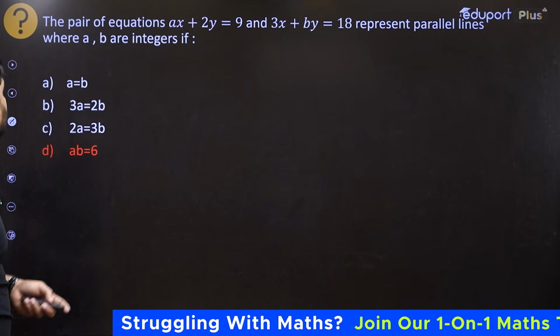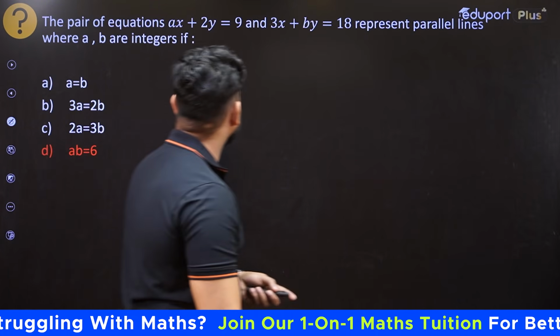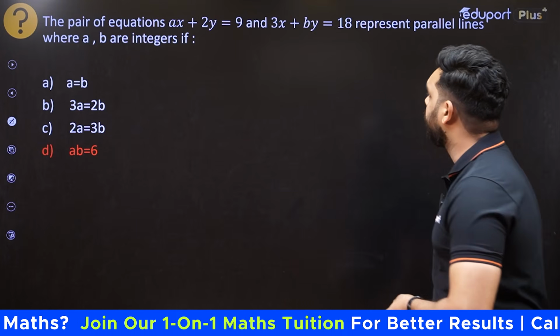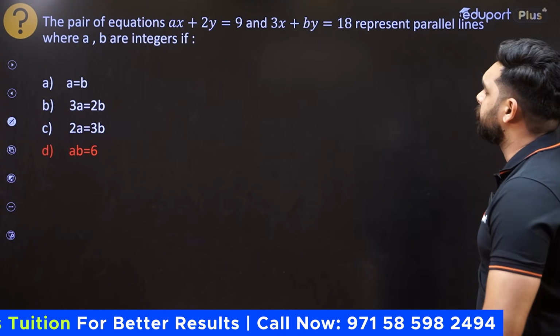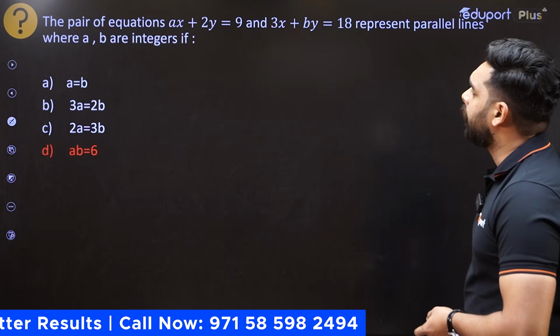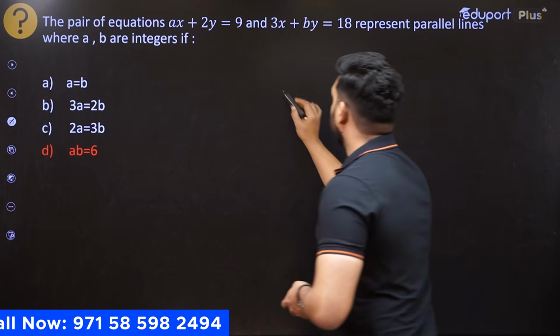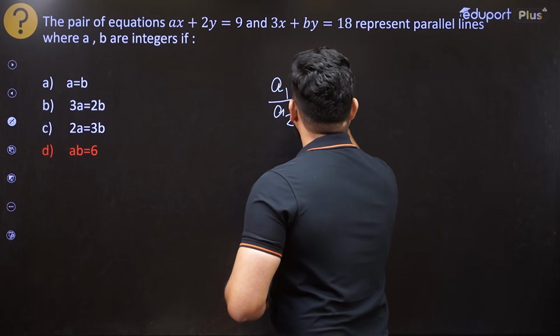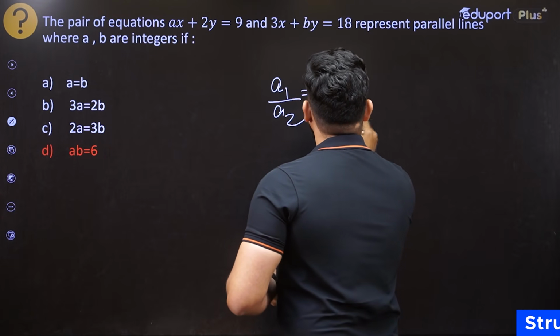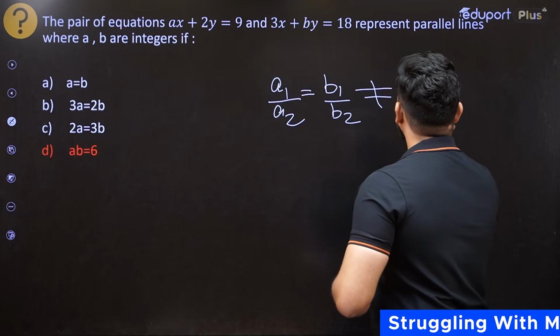Okay, next one, the pair of equations ax plus 2y is equal to 9 and 3x plus by is equal to 18 represent parallel lines where a, b are integers. So in case of parallel lines, what is the condition? A1 by A2 is equal to B1 by B2 not equal to C1 by C2.